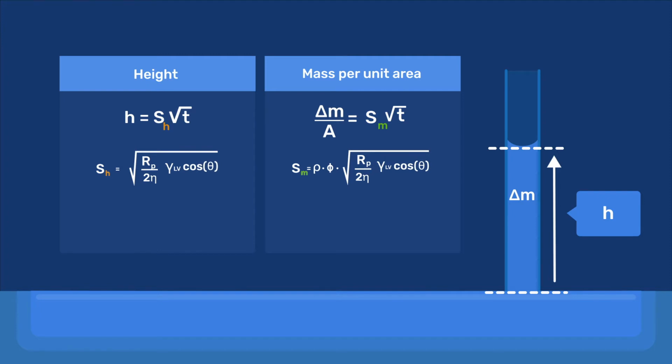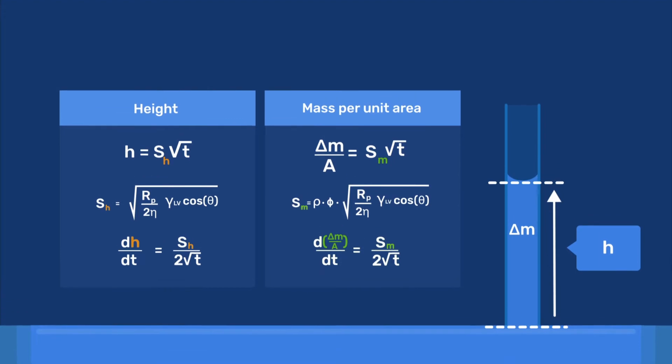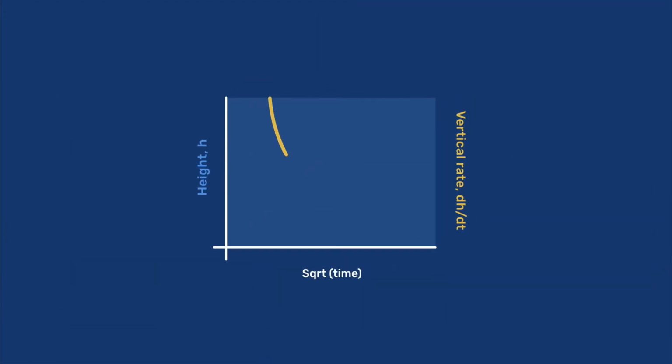The rate of vertical rise or mass ingress is obtained as the derivative of h, or delta m over a, versus time. These rates decrease with time, reflecting the increasing frictional resistance to fluid flow as the waterfront advances in the material.